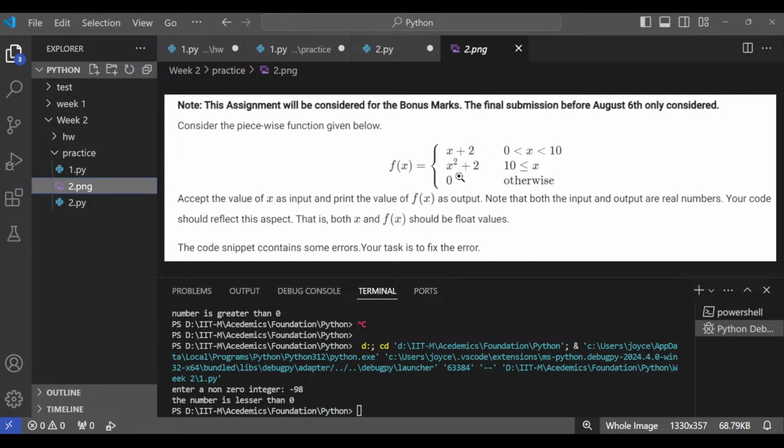Consider the piecewise function given below. Accept the value of x as input and print the value of f of x as output. Note that both input and output are real numbers. Your code should reflect this aspect. That is, both x and f of x should be float values. Okay, fine. So I need to accept a float, check, and then perform the calculations. Fine, got it.